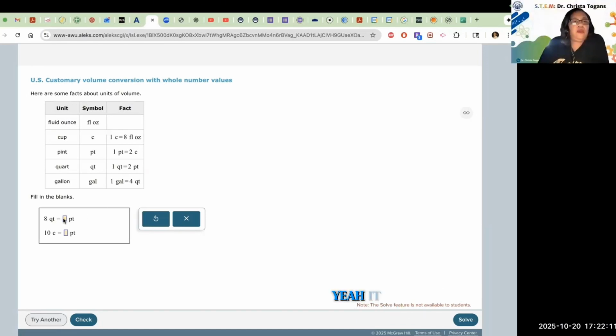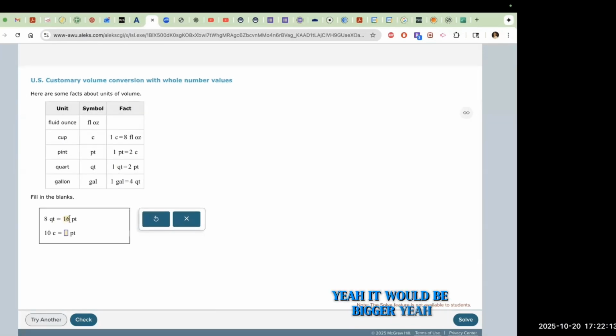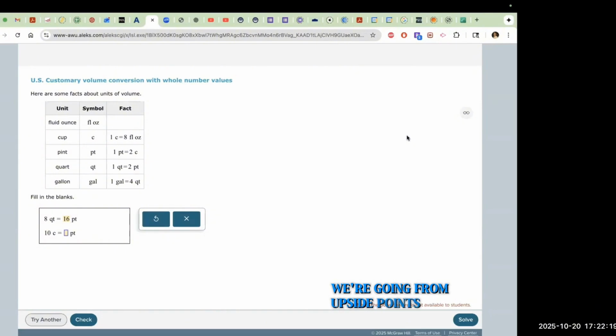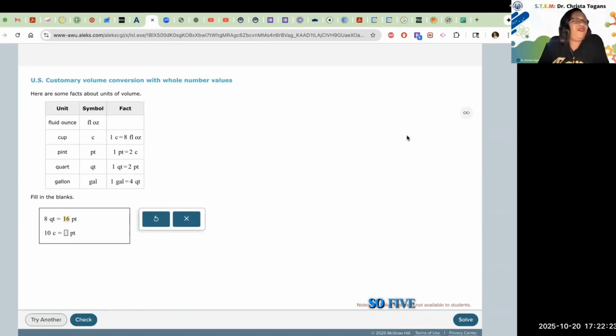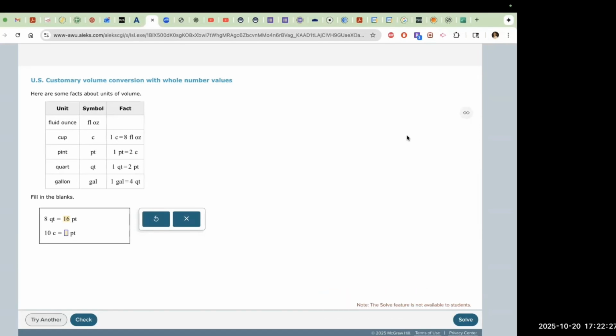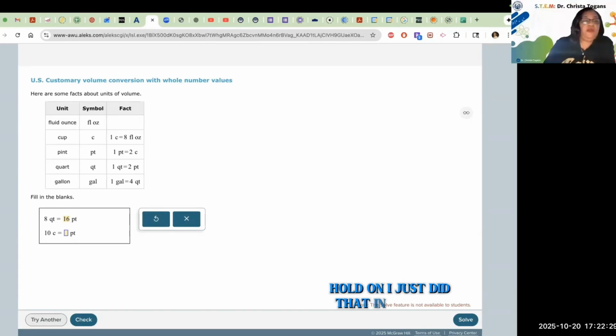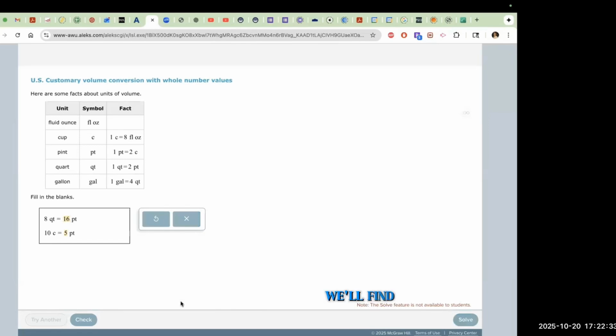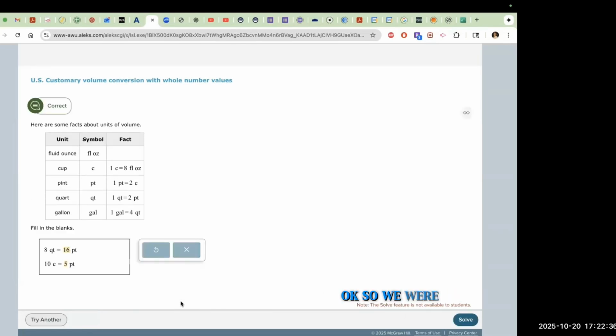Yeah, it would be bigger. And then what would cups be? We're going from cups to pints, bigger to smaller. So 5? I would say so. Yeah, you have to divide it. Hold on, I just did that in my head really fast, so I don't know. Let's find out. Okay, so we were correct. Correcto. Yep.